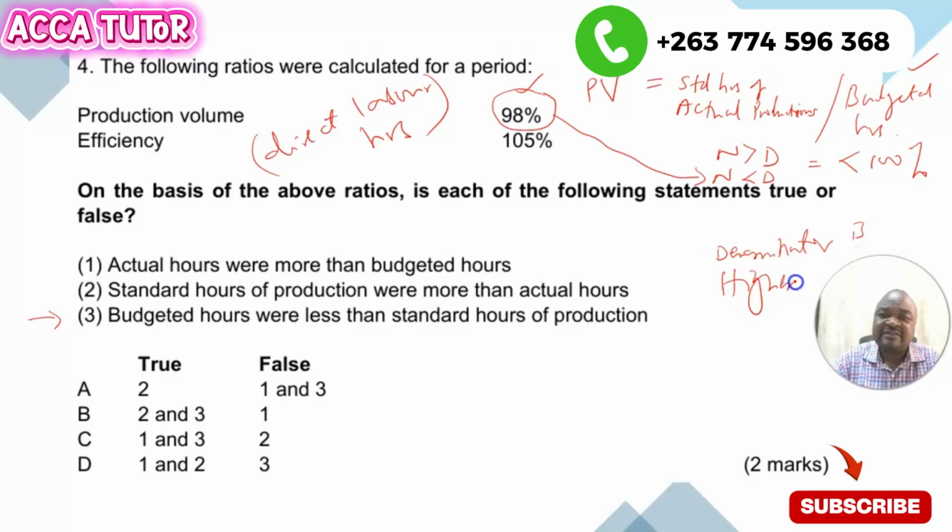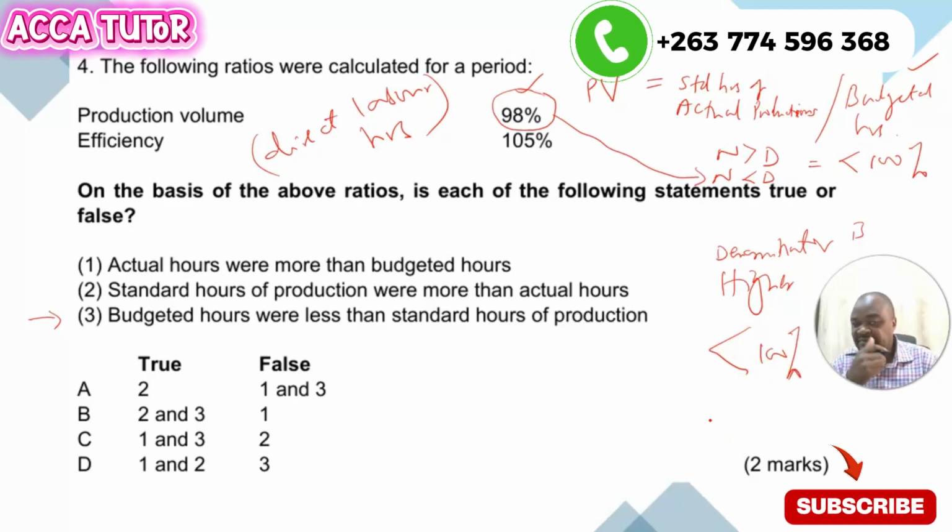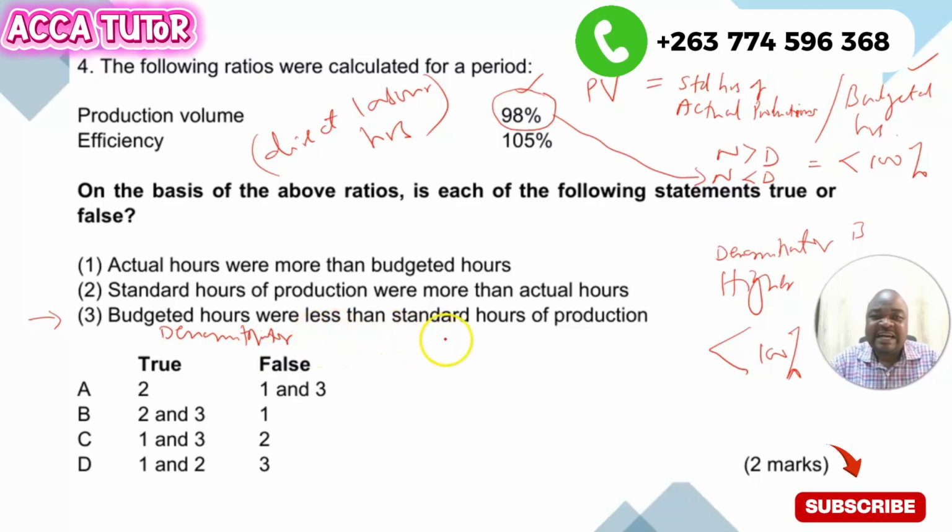higher, then we get a ratio that is less than 100%. All right? If the denominator is equal to the numerator, we get a ratio that is 100%. But in this case, we are now being told that the budgeted hours, which is the denominator, are less than the numerator.